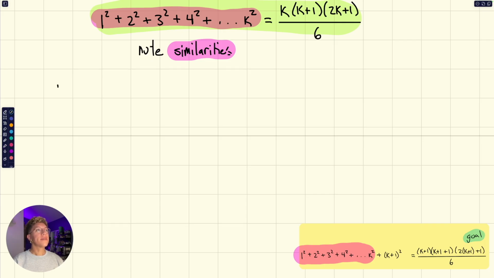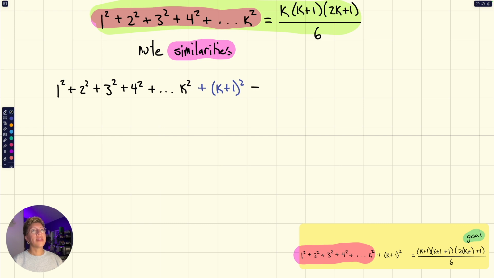So to do that, we'll rewrite this left-hand side, say 1 squared plus 2 squared plus 3 squared plus 4 squared. Again, all the way up to k squared. And this is the part where we add our new term. We say plus k plus 1 squared.